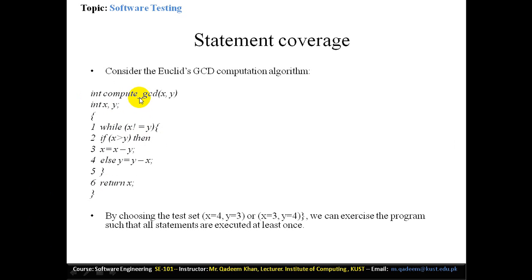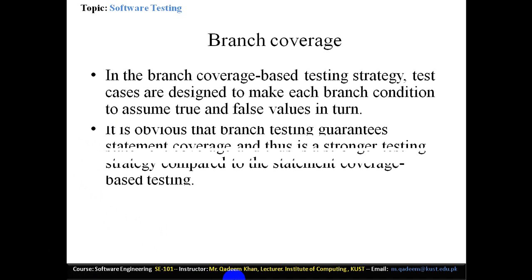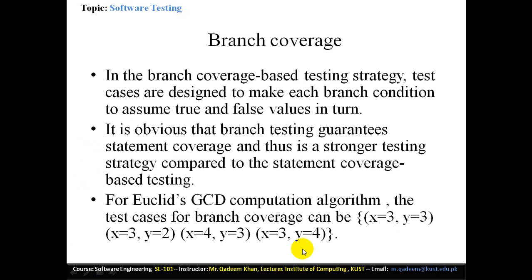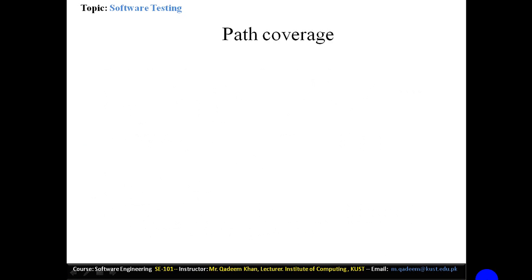For example, 3 is equal to 3, in which case this condition becomes false. So automatically the program will return x, which is 3. The GCD of 3 and 3 is 3. So the first number x will be returned. And then for if x is greater than y, we should provide a test case in which x is greater than y. Also we should provide a test case in which x is less than y. So the if and else parts will be executed. So branch coverage tests the software for every statement. That's why branch coverage is a much more powerful strategy than statement coverage.